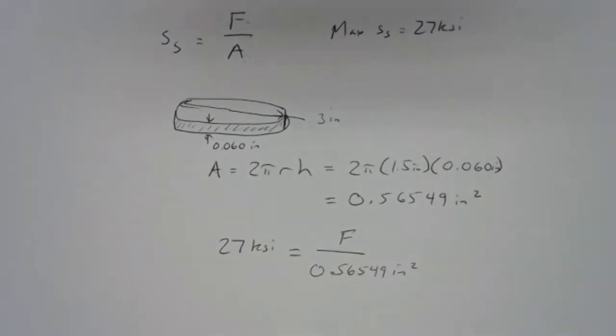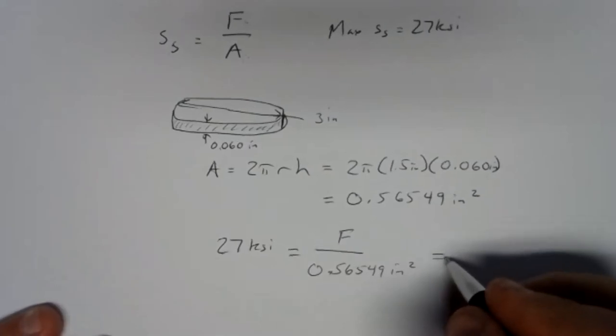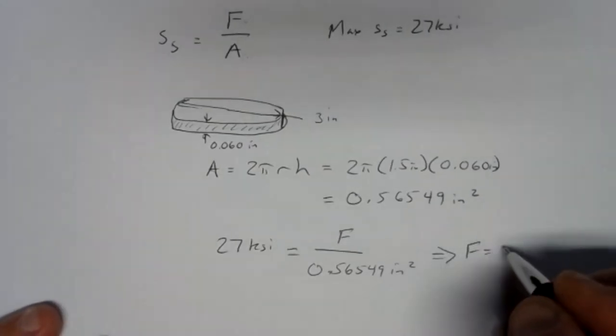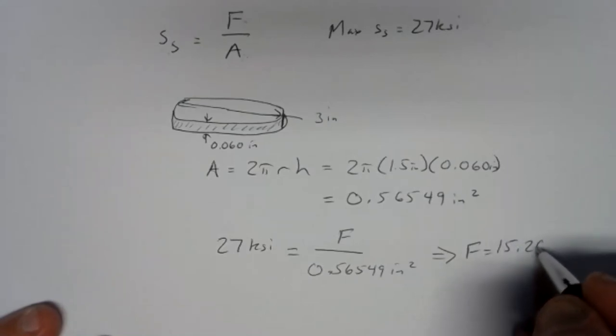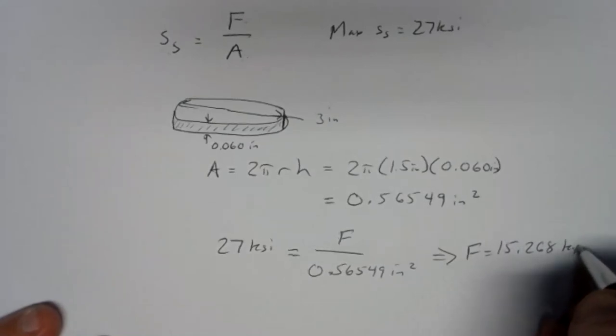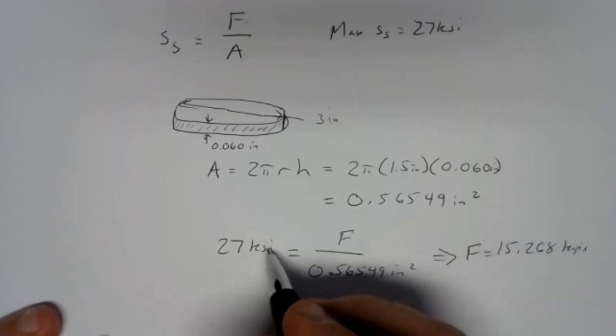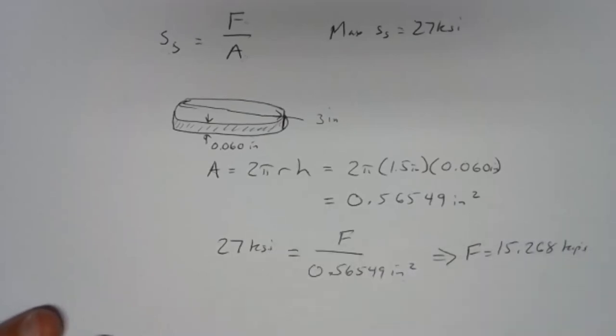So we'd cross multiply, and that'll give us a force of 15.268 kips, because it's a KSI, a kip per square inch, times square inches. So it'd be a force of 15.268 kips, a little more than 15,000 pounds to do that. Now that's a lot of force. And in reality, that's not what we'd actually use.